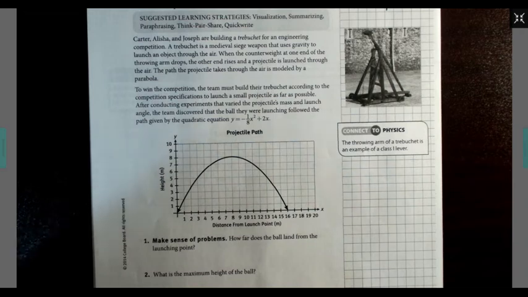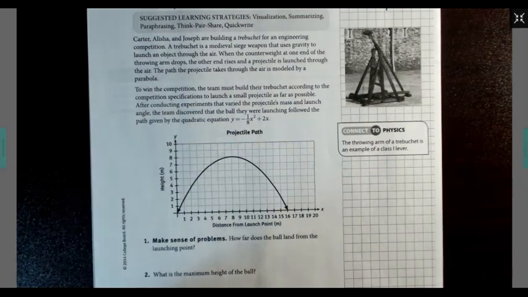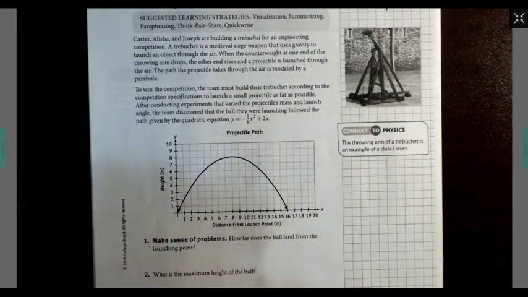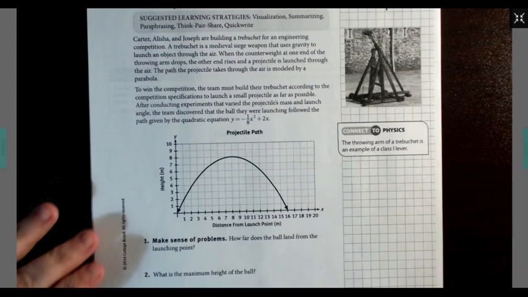To win the competition, the team must build according to the competition specifications to launch a small projectile as far as possible. After conducting experiments, they varied the projectile's mass and launch angle. The team discovered that the ball they were launching followed a path given by the quadratic equation y equals -1/8 x squared plus 2x. Number 1.